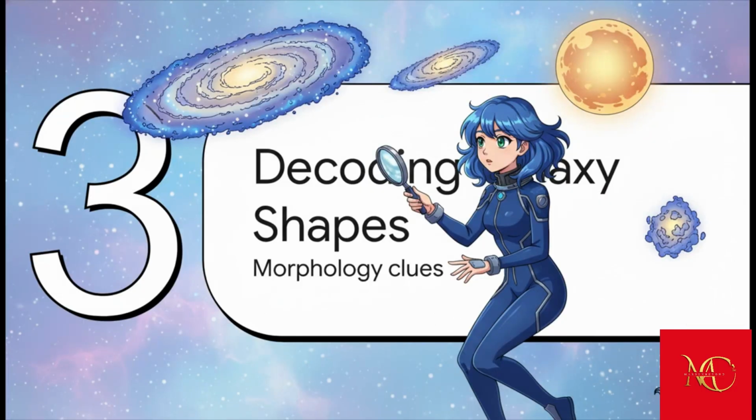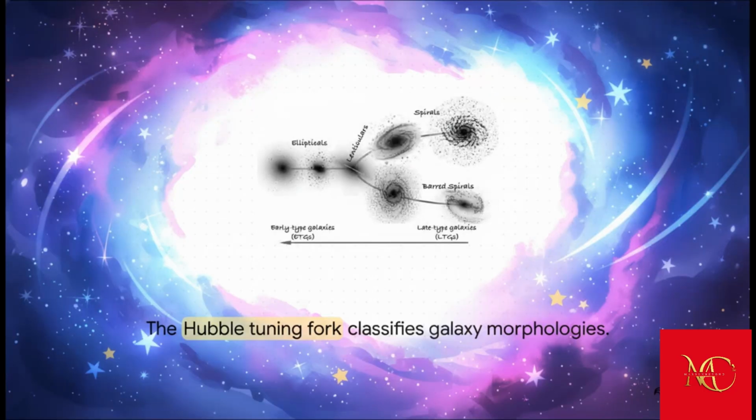Part 3. Decoding galaxy shapes. Morphology clues. All right, check out the famous Hubble tuning fork. It so neatly divides our galactic subjects. We see a very clear split here. On the handle of the fork, we've got the elliptical galaxies, which are really smooth and spheroidal. And then, branching off to the right, we have the spiral galaxies, which split into your standard spirals and barred spirals. Now, these aren't just arbitrary shapes we made up. This diagram actually represents two very distinct evolutionary paths, completely dictated by the laws of physics.